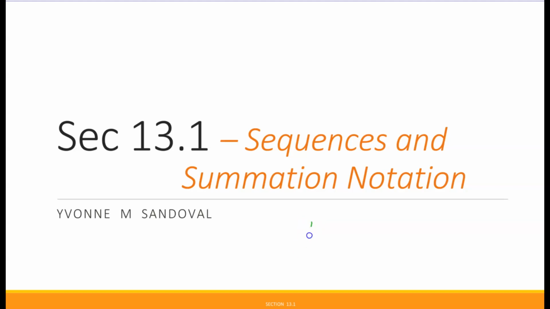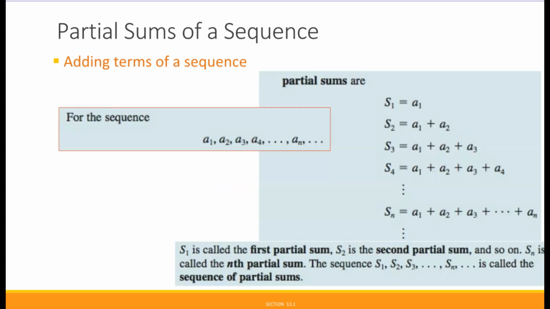Sequences and summation notation, part 3. Adding terms of a sequence.